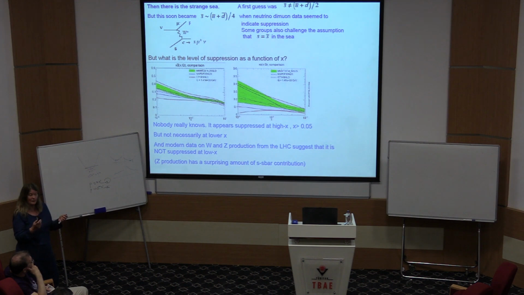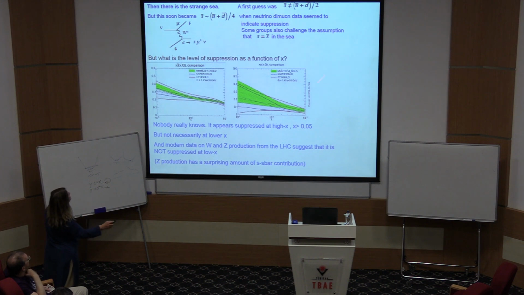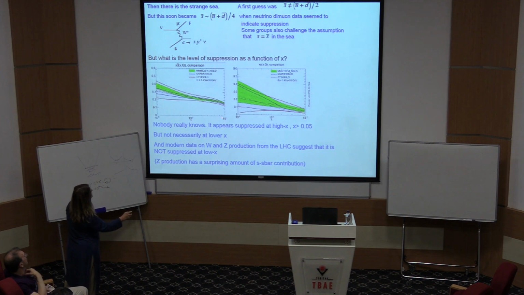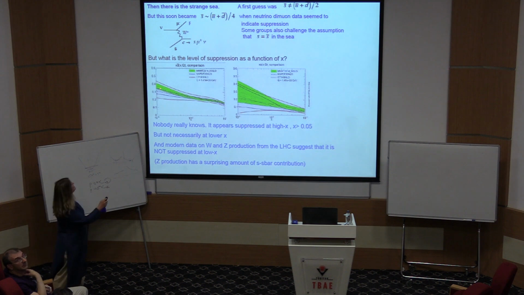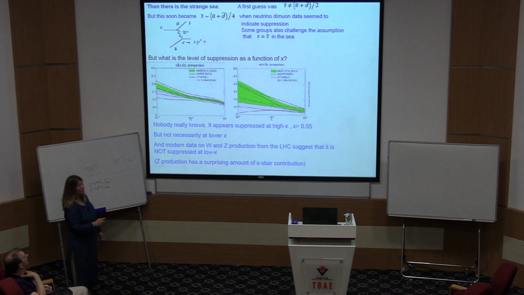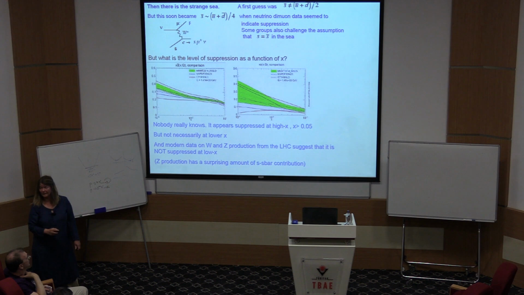It's quite reasonable, right? But let's look at today's PDFs, right? This is the d-bar, and this is the s-bar. Now, if I look at them across x, I can see here at highish x, 10 to the minus 1, it is indeed suppressed, right? We take that across there, suppressed by about half, right? Is it still suppressed down at low x? Well, not necessarily. In fact, the problem is it's not really all that well known at all, right? But to just make an assumption that it's suppressed at all values would not be correct. And it's modern data on W and Z production at the LHC that suggests, in fact, that it's not suppressed at low x. Because when you're making the Z, there's a surprising amount of contribution from the strange anti-strange in the Z.